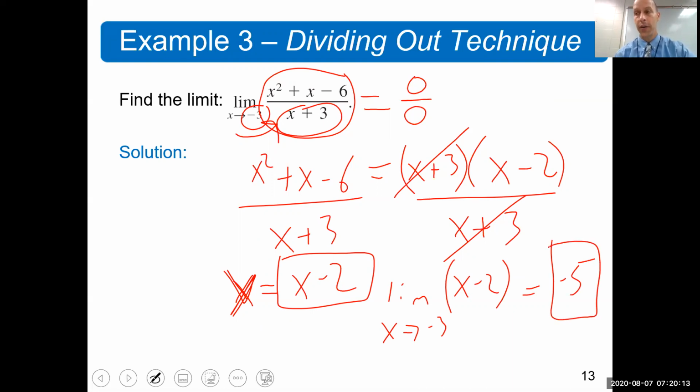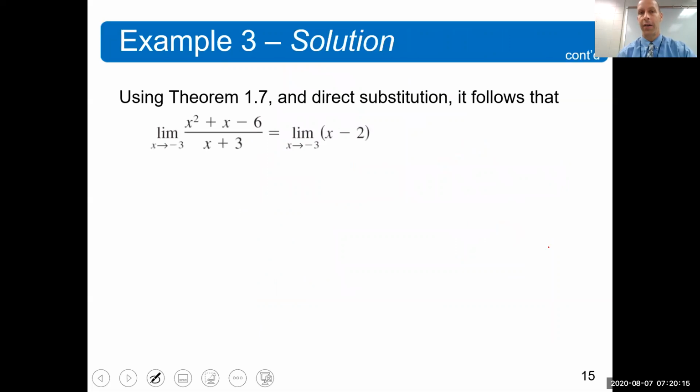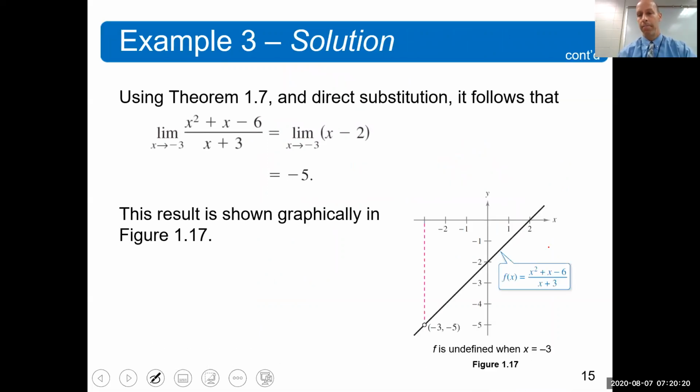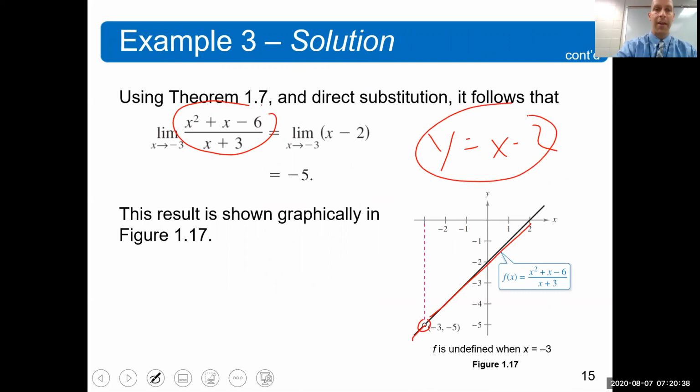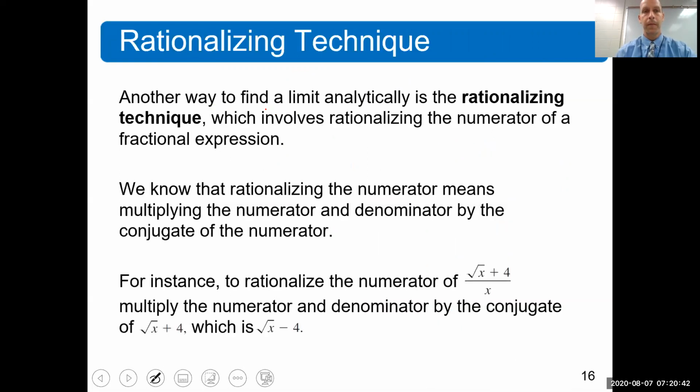Now notice I didn't use a graph, and I didn't use my graphing calculator to help me get that. So here's graphically, if you were to graph this in your graphing calculator, you'll see that the graph of this function looks like a line. It actually looks like the line y equals x minus 2, but you'll see that there's a hole right there when x is equal to -3. Now note, this function and this function agree at all but one point.